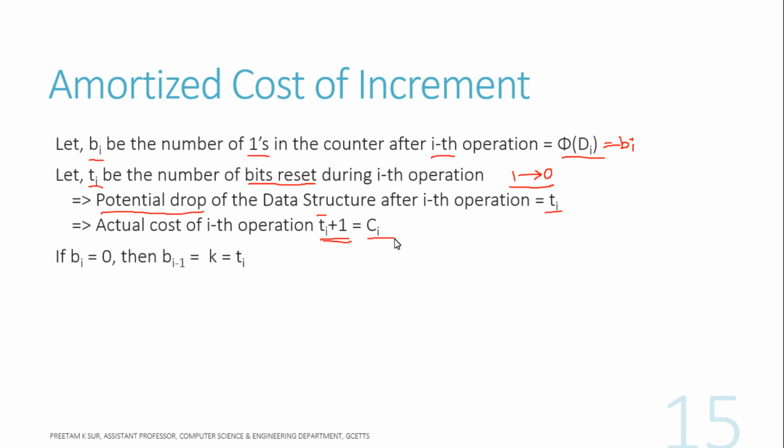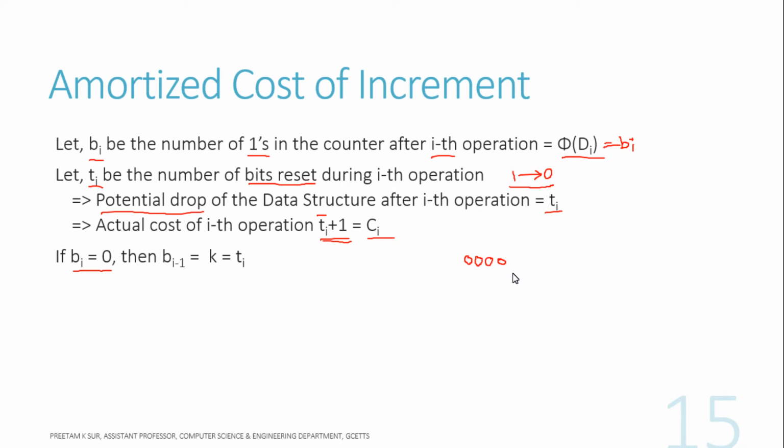Now, if bi is equal to 0 after the ith operation, it means there is no 1 in the counter. What does it mean? It means that after the ith operation, the state of the counter is all zeros, because bi denotes the number of ones in the counter. Hence all the bits in the counter have become 0.